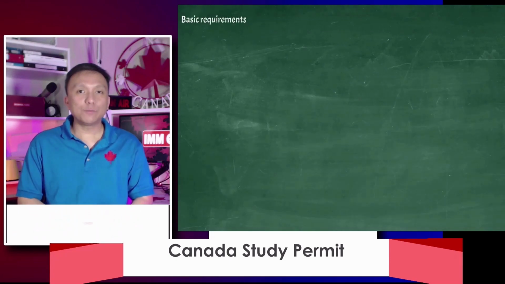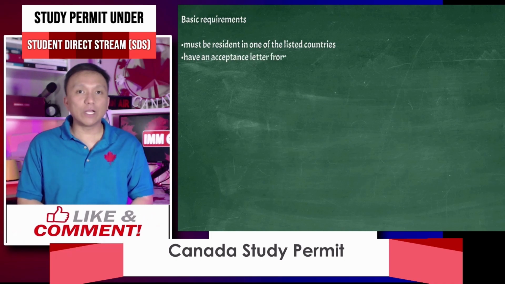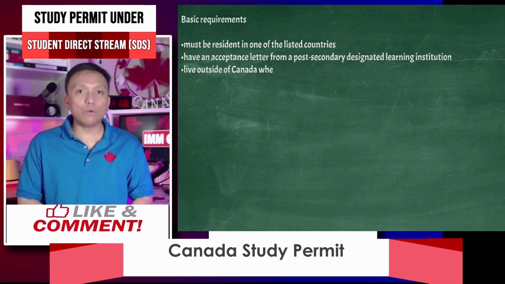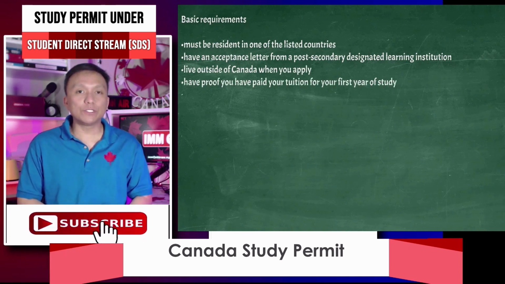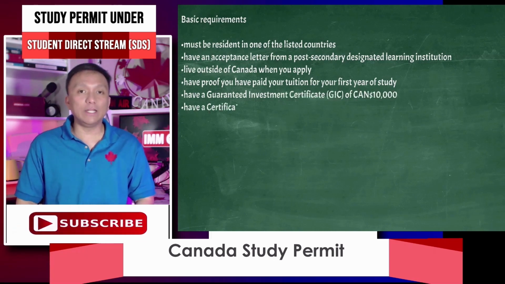The basic requirements for the Student Direct Stream are: have an acceptance letter from a post-secondary designated learning institution, live outside of Canada when you apply, have proof that you have paid your tuition fee for the first year of study, have a guaranteed investment certificate of 10,000 Canadian dollars.